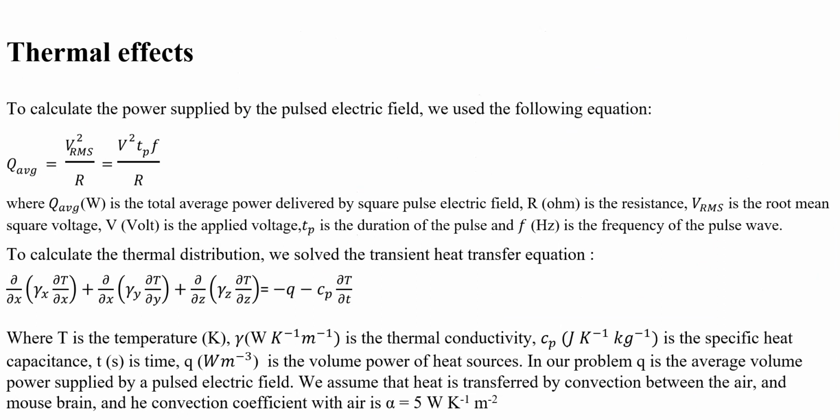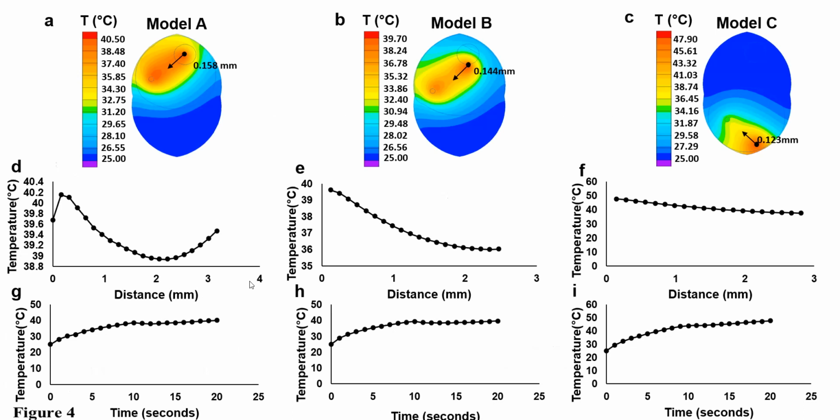The application of electric fields on tissue could lead to heat generation by Joule heating. Here is the equation we use to calculate the power supplied by the pulse electric fields. For the thermal distribution, we solve the transient heat transfer equation. Heat sources were imported from DC conduction and steady-state heat transfer problems coupling for the thermal field problem. Both the high voltage short pulse duration and the low voltage long pulse duration lead to tissue heating.